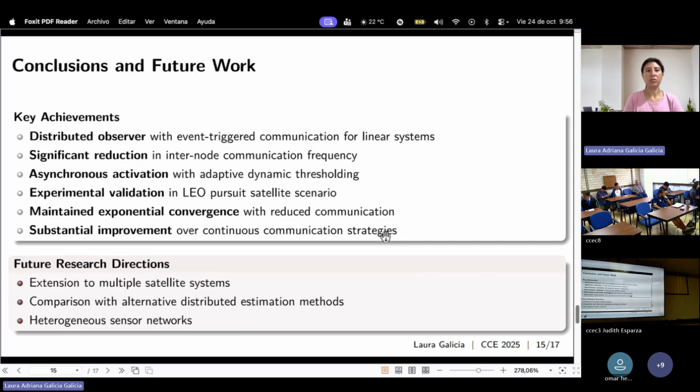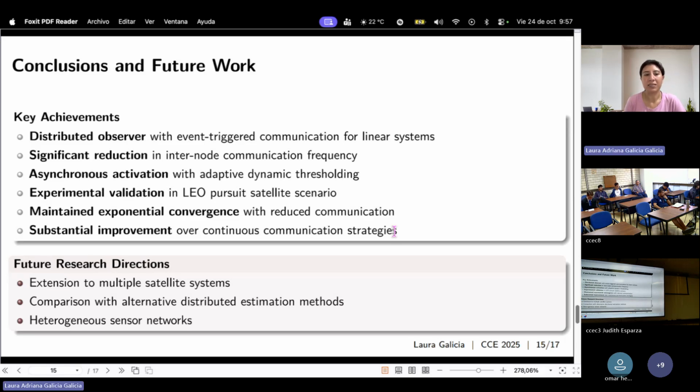And conclusions: distributed observers with event-triggered communication for linear systems, significant reduction in internode communication, and asynchronous activation with adaptive dynamic thresholding. Experimental validation in a leader-follower satellite scenario, and maintains exponential convergence with reduced communication.